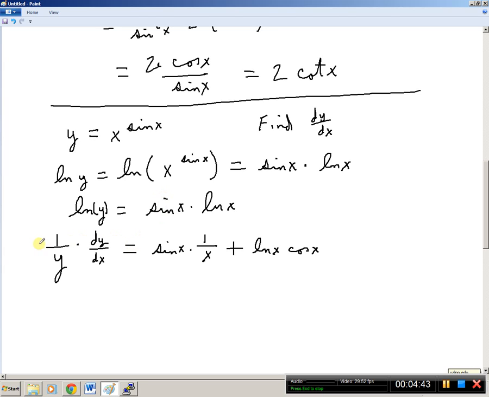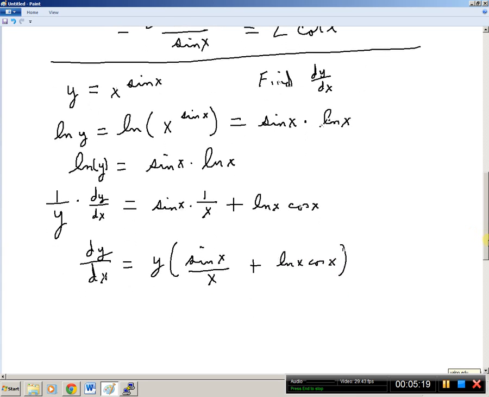And on the left, whenever you use logarithmic differentiation, and this was y to begin with, you'll always end up with log of y and then 1 over y dy dx, so that your final answer is going to be dy dx equals, and then this 1 over y, you move over to the other side as y. So it's y times all of that. Sine x, I'll write this as sine x over x, save a little bit of space, plus log x cosine x.